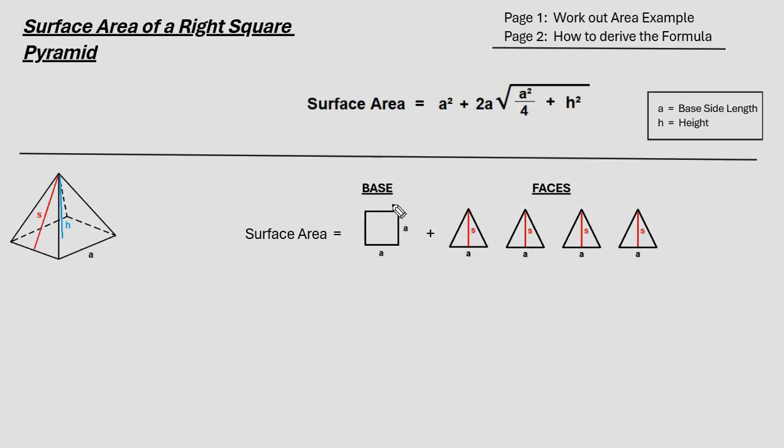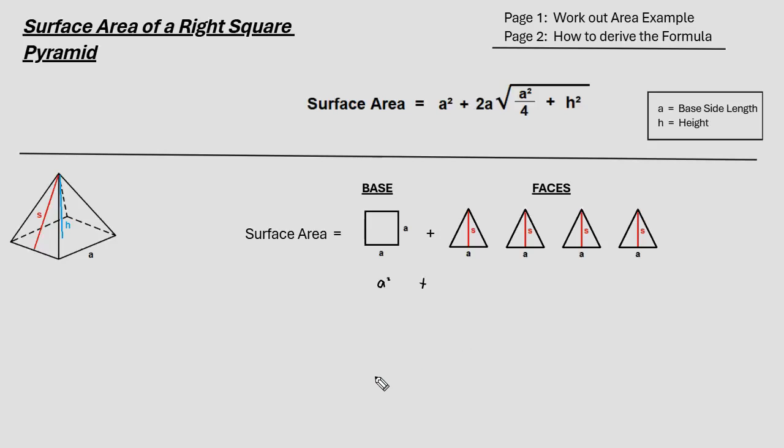Now if we look at the base and the faces separately, the area of the square base is easy enough. That is just the side length a squared. So we want to work out a way that we can combine the area of these 4 faces together. That is in terms of the actual height of the pyramid, h, rather than the slant height.